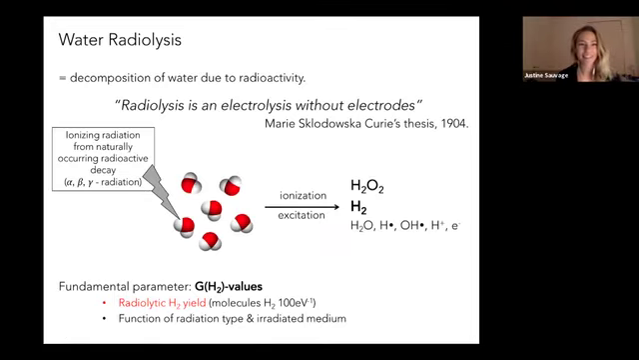Before we go, I would first like to introduce the process of water radiolysis. It's really the decomposition of water molecules after interaction with radiation. Very simply, when alpha particles, beta particles, or gamma rays interact with a water molecule, they initiate an ionization process and an excitation process, which gives rise to a whole suite of intermediate reactions, but ultimately leads to the stable production of molecular hydrogen, oxygen, and hydrogen peroxide, as well as a bunch of short-lived chemical species like radicals.